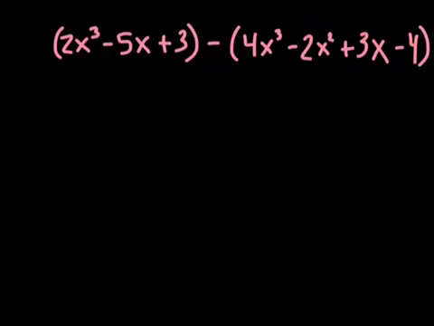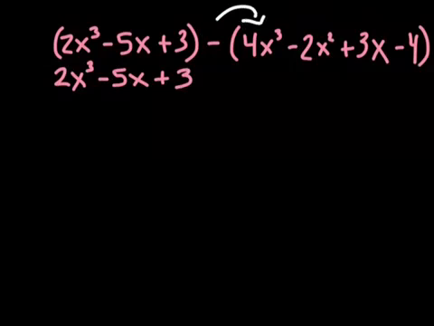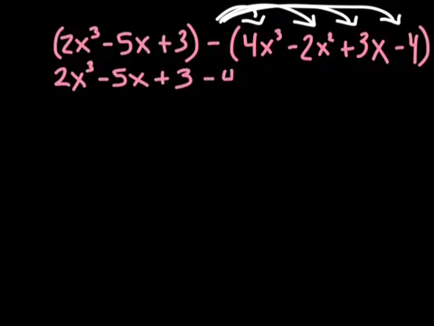So I'm going to rewrite again. I will keep my first polynomial as it is, so 2x to the third minus 5x plus 3. Nothing changes in that first polynomial. But now I need to make sure to give this negative sign to every single term in the parentheses. So we have to be careful when we do that. So we've got minus 4x to the third. Typically that's not one that people do wrong.